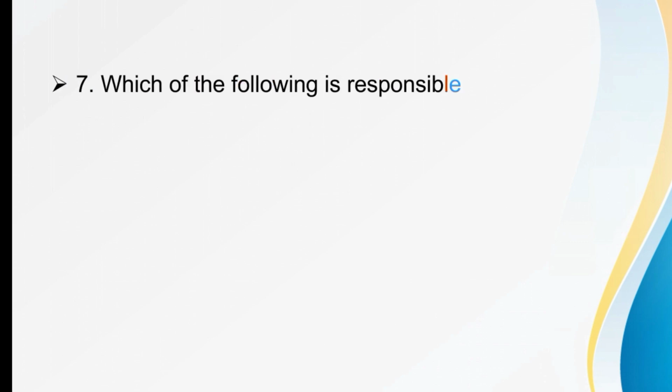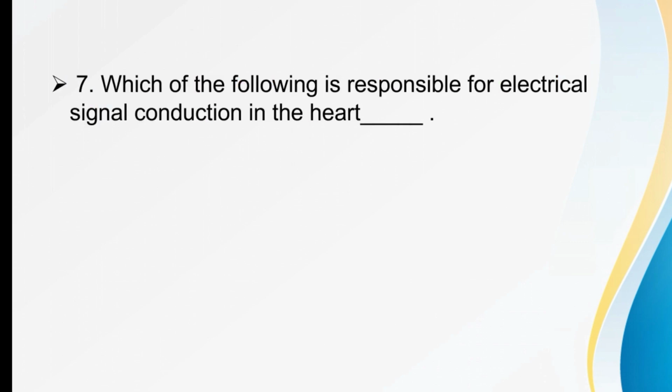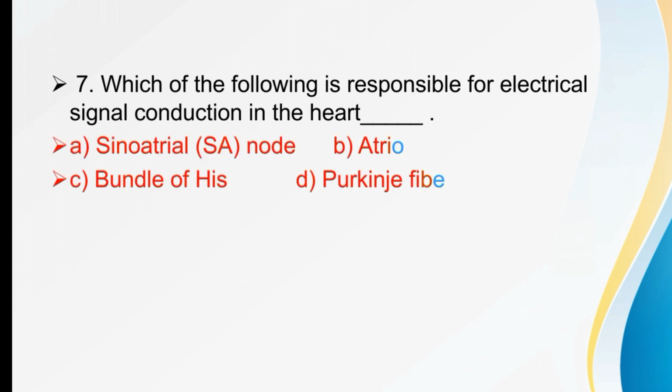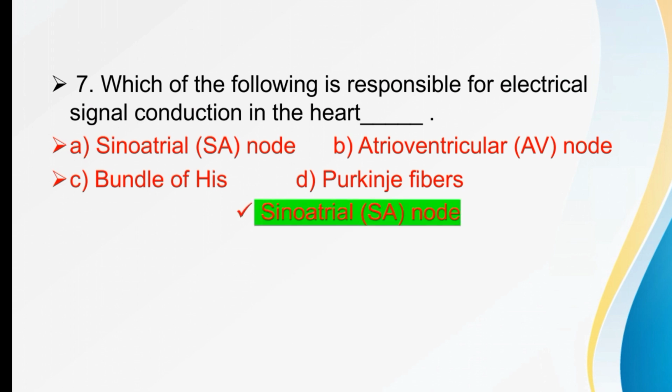Next MCQ. Which of the following is responsible for electrical signal conduction in the heart? Our options are sinoatrial node, atrioventricular node, bundle of His, or Purkinje fiber. So the right option is sinoatrial node, SA node.